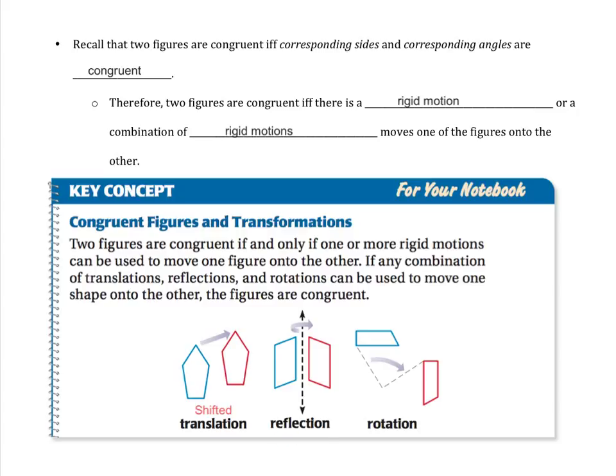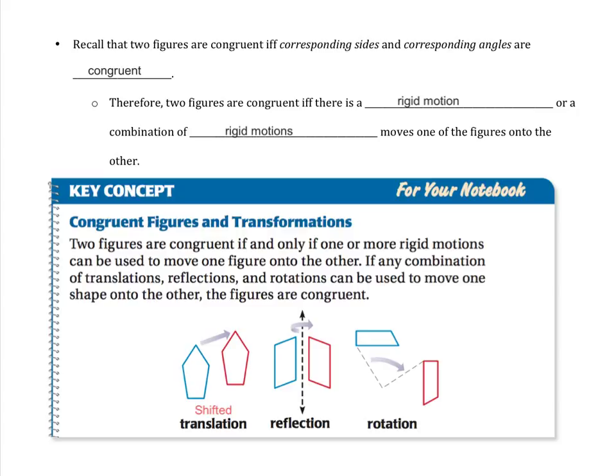A reflection, and again, I would write this down in my notes, is when you take a certain line and you reflect an original figure over that line so that your new picture is the reflection or the mirror image of that original figure. A rotation is when you take an original figure and you rotate it about a certain point. It could be a point on the figure itself or a point outside of it, and you rotate it a certain number of degrees so that you have a rotation of the original figure. Again, I would write all of that down in my notes.